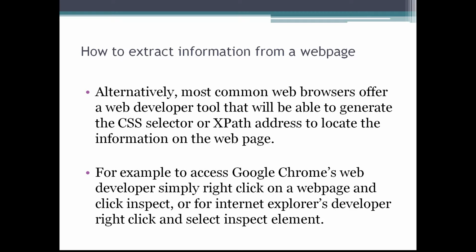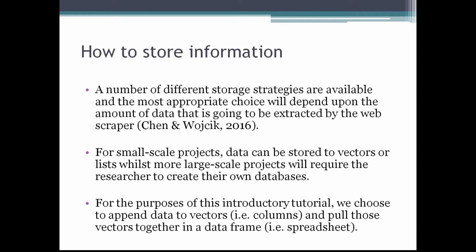So for example, in Google Chrome, you simply right click on a web page and go to inspect, and then you can right click again on that bit of text, and you can pull out the CSS selector that you want to find the information. And again, I'll run through that a little bit later on.